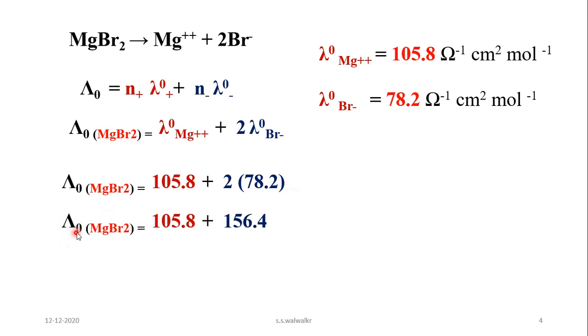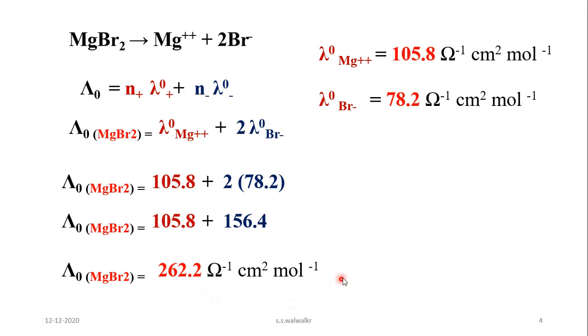Lambda 0 of MgBr2 is equal to 105.8 plus this multiplication comes to be 156.4. So that is equal to 262.2. The unit is Ohm inverse centimeter square mole inverse. So lambda 0 of magnesium bromide is 262.2 Ohm inverse centimeter square mole inverse.